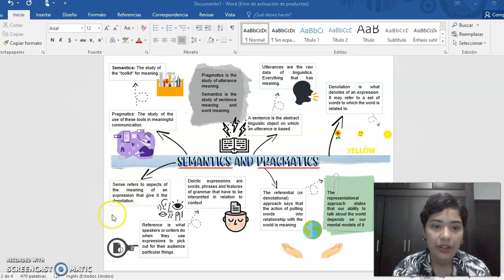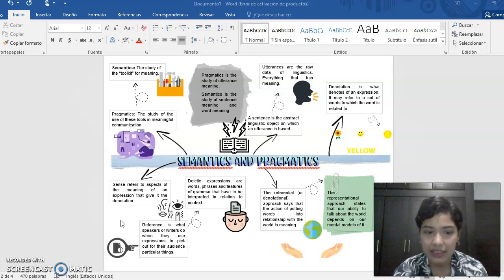If you go down here, sense refers to aspects of the meaning of an expression that give it that denotation. So a word can have different senses and we can understand it differently depending on the context. A reference is what speakers or writers do when they use expressions to pick out for their audience particular things.